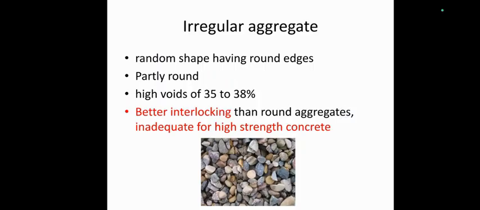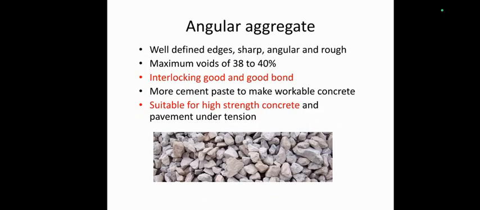Next one is irregular aggregate. Irregular aggregate is an in-between stage between an angular aggregate and a round aggregate, where the edges are not that sharp and not that smooth. So it is partially round. It has higher voids of 35 to 38 percent, and it shows better interlocking when compared to the round aggregate. Next one is angular aggregate. Angular aggregate has sharp edges, but the workability will be somewhat less. It has more voids, and it is suitable for high strength concrete due to the better interlocking, and we can't ensure good workability in that.